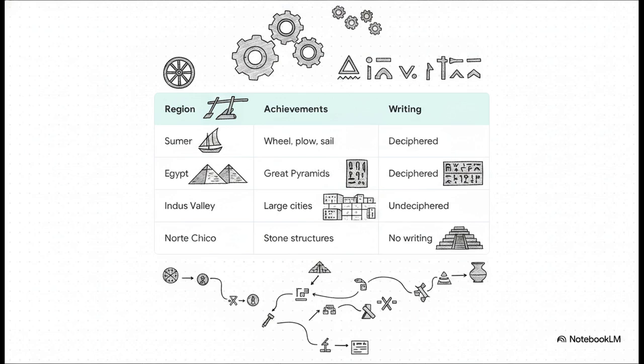Meanwhile, you've got the massive, sprawling cities of the Indus Valley in modern Pakistan, even though we still haven't deciphered their writing. And over in Norte Chico in Peru, they were constructing these huge stone structures without any writing system at all, not even pottery. It really goes to show that human civilization doesn't just follow one strict, predictable tech tree.